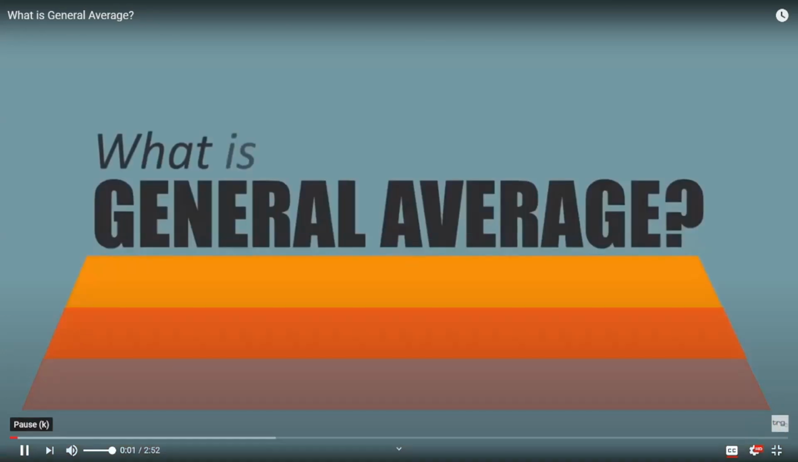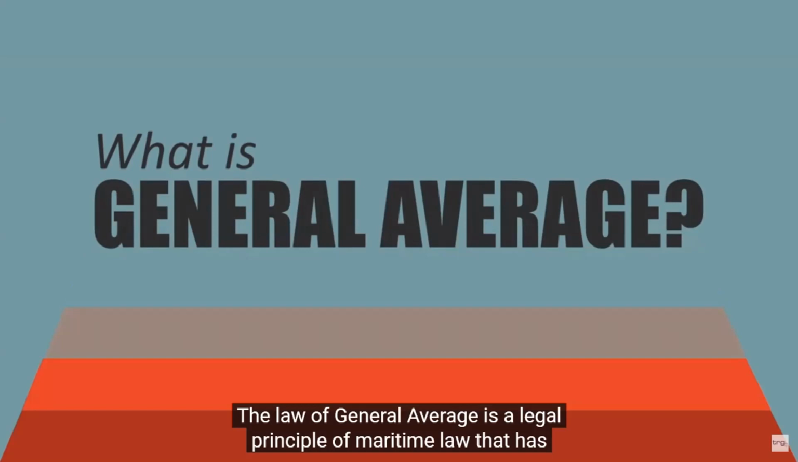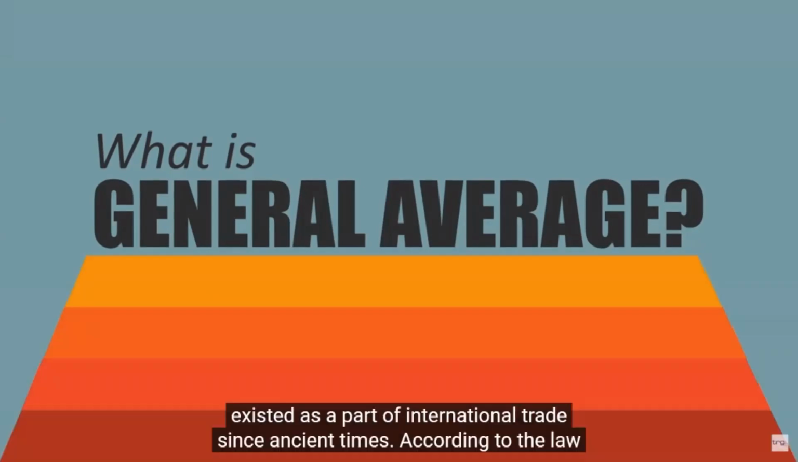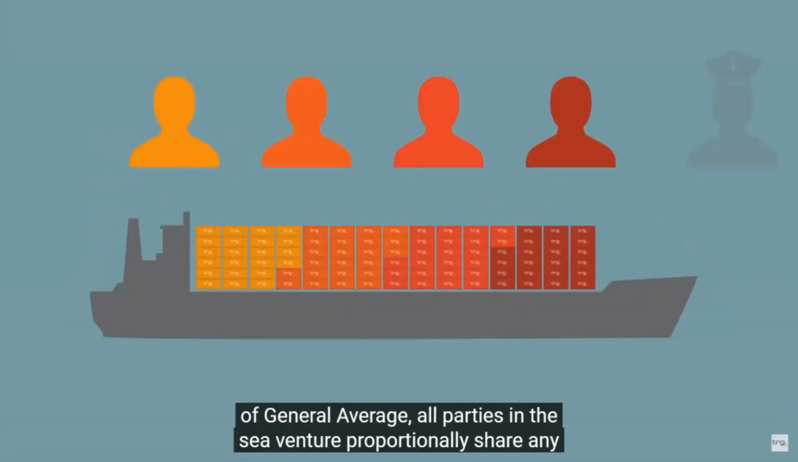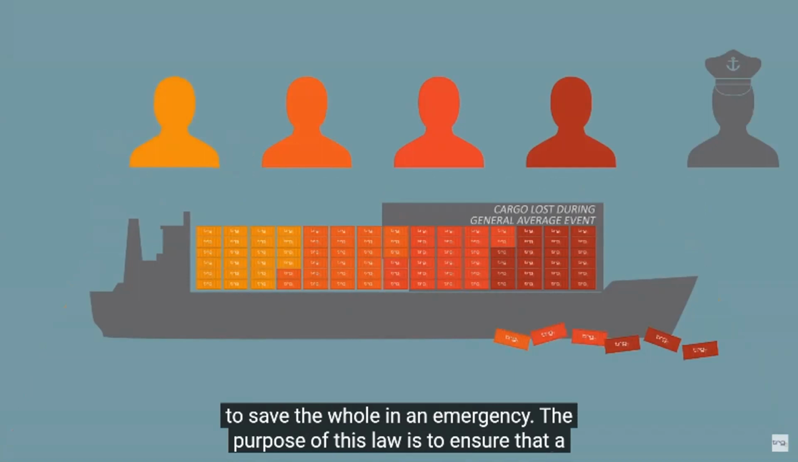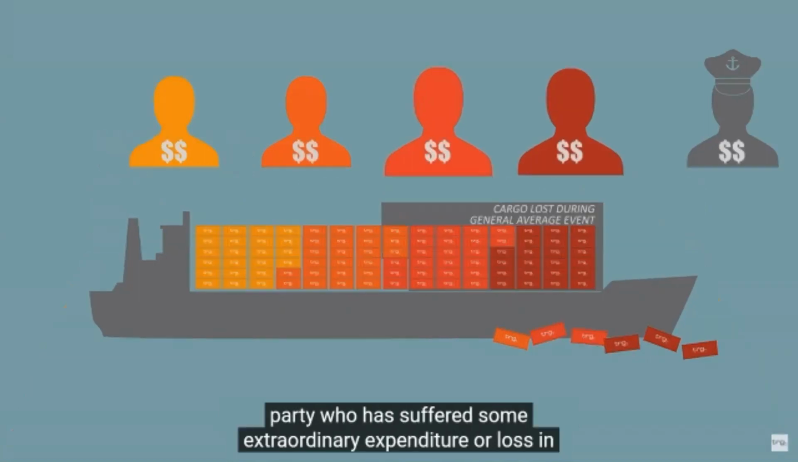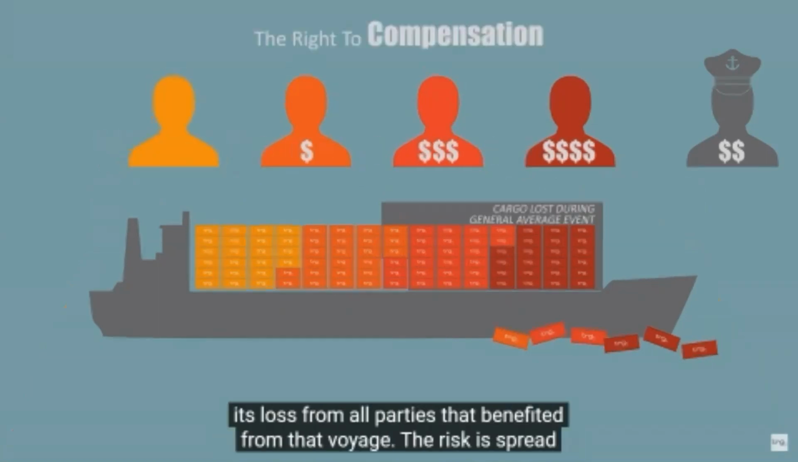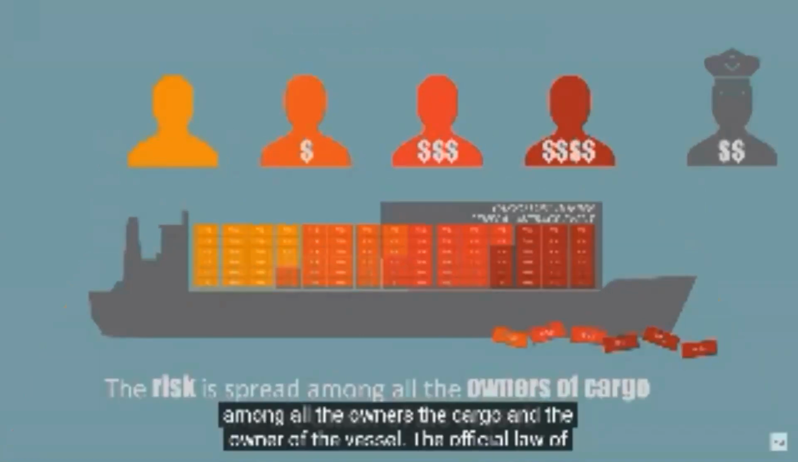The law of general average is a legal principle of maritime law that has existed as a part of international trade since ancient times. According to the law of general average, all parties make voluntary sacrifice of part of the ship or cargo to save the whole in an emergency. The purpose of this law, the pecuniary expenditure or loss, in order to save property belonging to others, has the right of compensation. The risk is spread among all the owners of the cargo and the owner of the vessel.